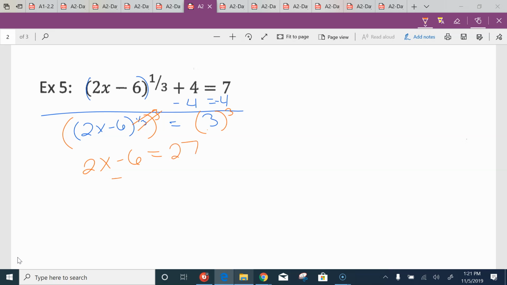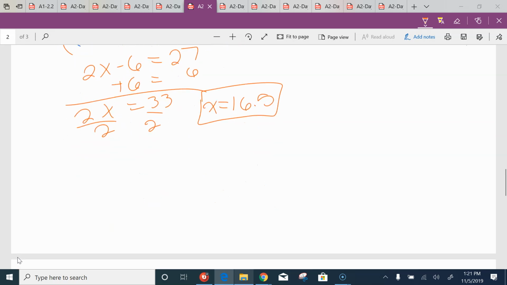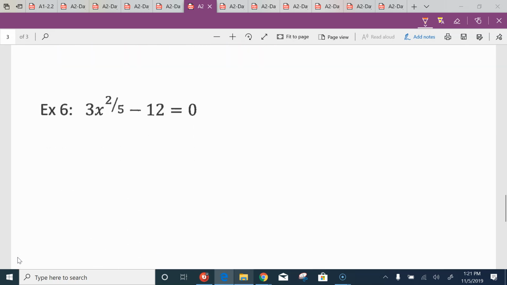Now it's a two-step equation. I'll add 6 to both sides. That gives me 2x equals 33. Then I'll divide everything by 2. And I get an answer of x equals 16.5. Yes, you can have decimal answers. It's not impossible. It's just not what we've been practicing a ton of. Number 6 is still more of the same.